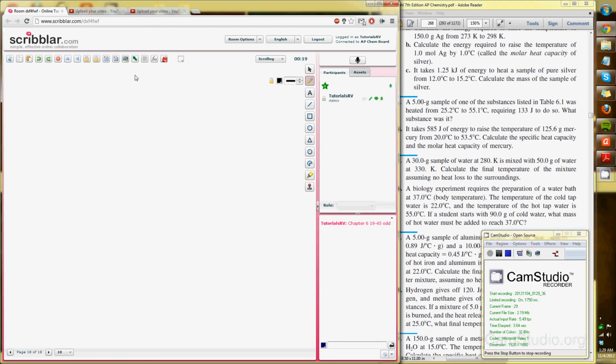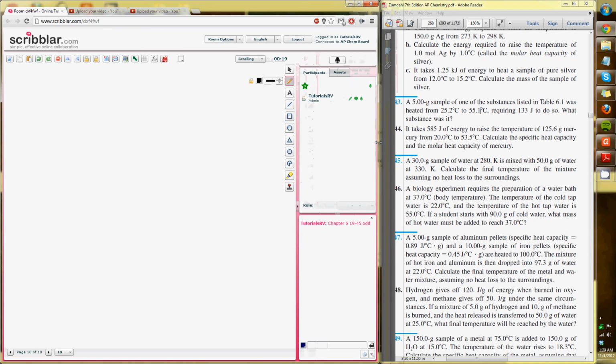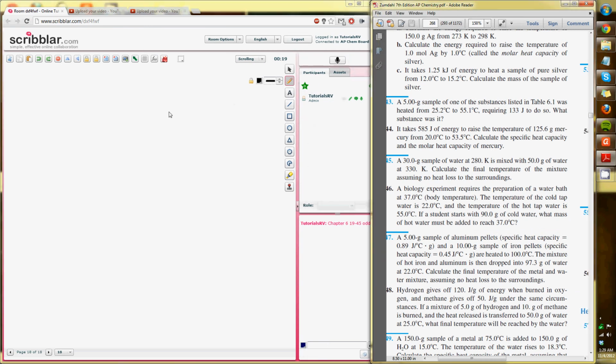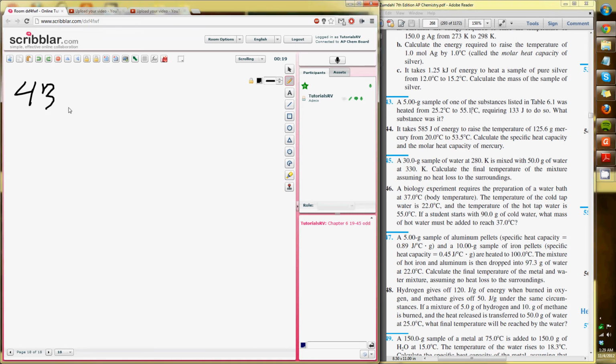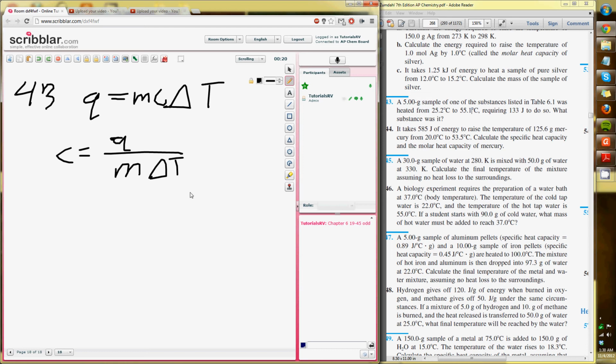Okay, so for the last two problems, 43 and 45. 43 is a simple Q equals MC delta T problem, I think, because you have Q, you have M, and you have delta T, and they're asking for C. So C equals Q over M delta T. And then you plug those in.